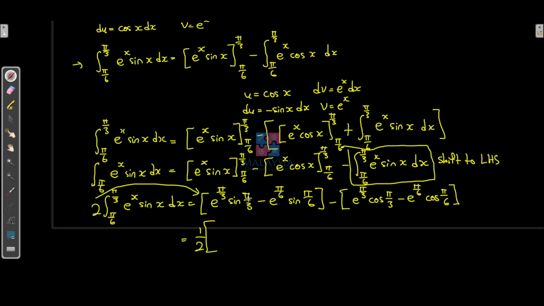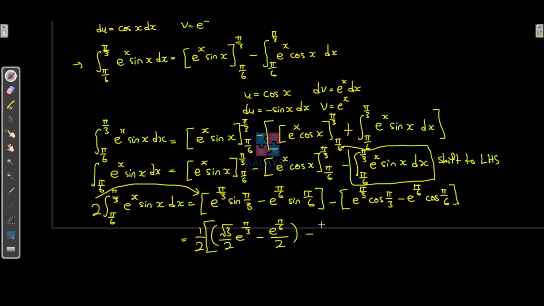Okay, so sine pi over 3 is going to be sine 60 degrees. So that is going to be square root 3 over 2. So we can write square root 3 over 2 e to the power of pi over 3 minus. So what is this? Sine pi over 6, that is going to be 30 degrees. So that is going to be 1 over 2. So e to the power of pi over 6 and then over 2.